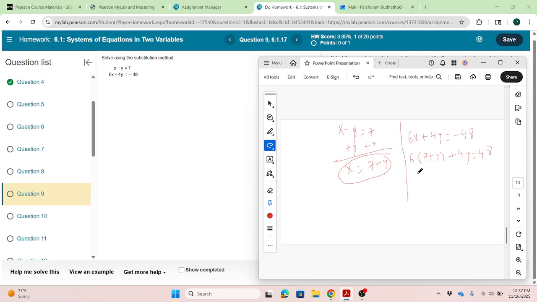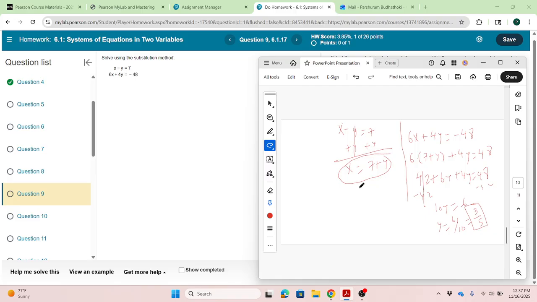So distribute 6. 6 times 7 is 42, 6y plus 4y equals 48. So subtract 42, and then 6y plus 4y is 10y equals 6. So y is 6 over 10. If you simplify this, this is 3 over 5. So that is the value for y.